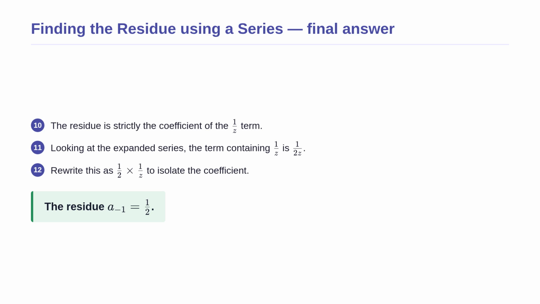By definition, the residue is strictly the coefficient attached to the 1 over z term in this new series. Carefully scanning our simplified series, we find the term 1 over 2z. We can rewrite this as 1 half times 1 over z to clearly separate the coefficient from the variable. Therefore, the coefficient we are looking for is exactly 1 half. This means the residue of this function at z equals 0 is 1 half. Physically, this is the mathematical weight of this specific singularity.